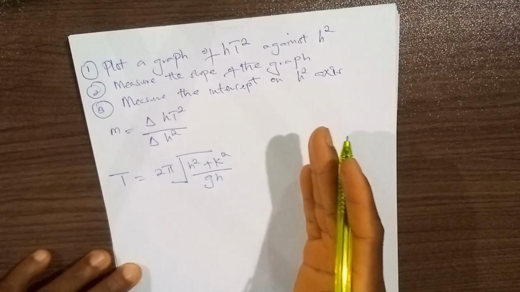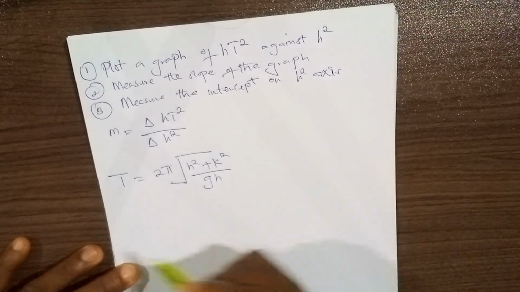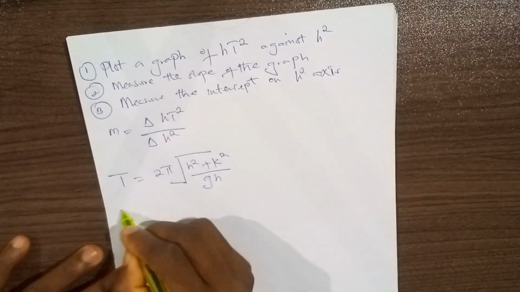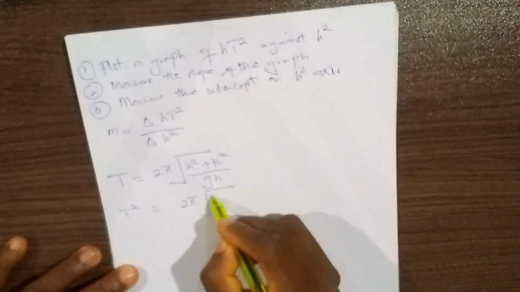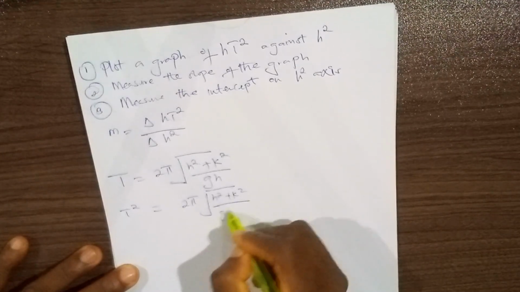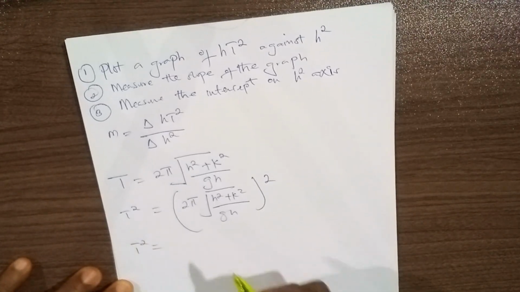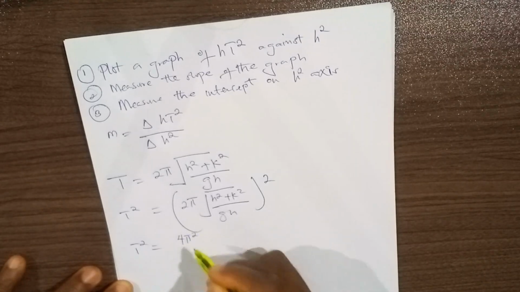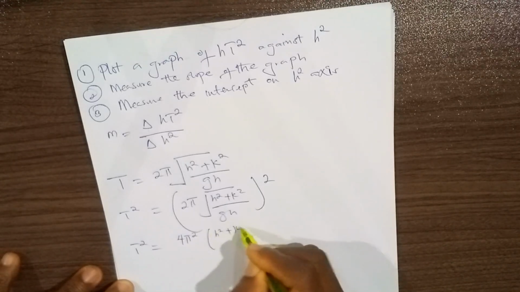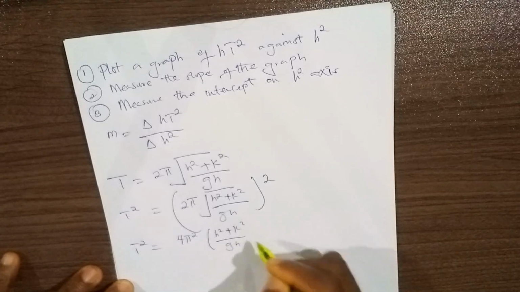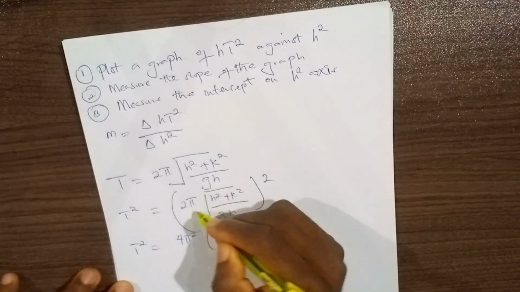Using this equation, the next thing we do is square everything, so that t squared equals 2 pi square root of a squared plus k squared all over gh, all squared. This gives us t squared equals 4 pi squared, the powers being evenly distributed, then a squared plus k squared all over gh, because the square cancels out the square root.